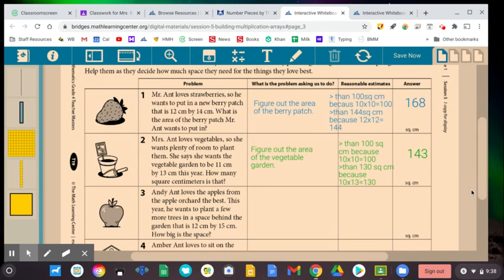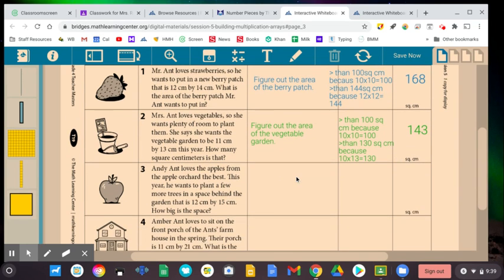So please realize again that we are doing reasonable estimates. And when we do a reasonable estimate, we're just trying to figure out an answer that is close. So we knew that, well, 100's kind of far away, where 144 is a little closer. With this one, 100 kind of works, but we've noticed that 130 is a little closer.